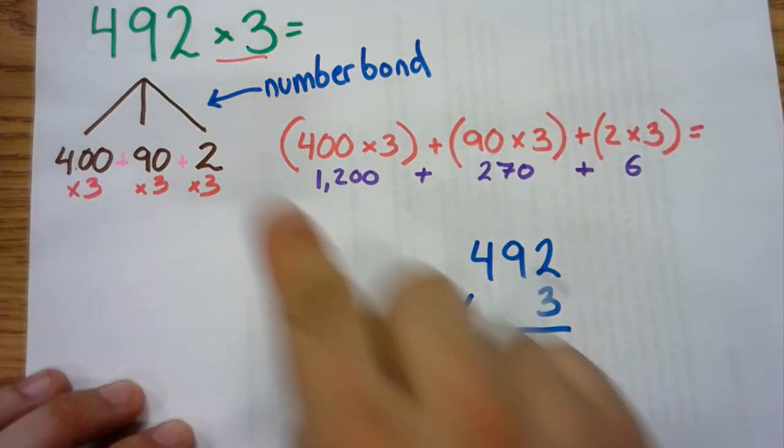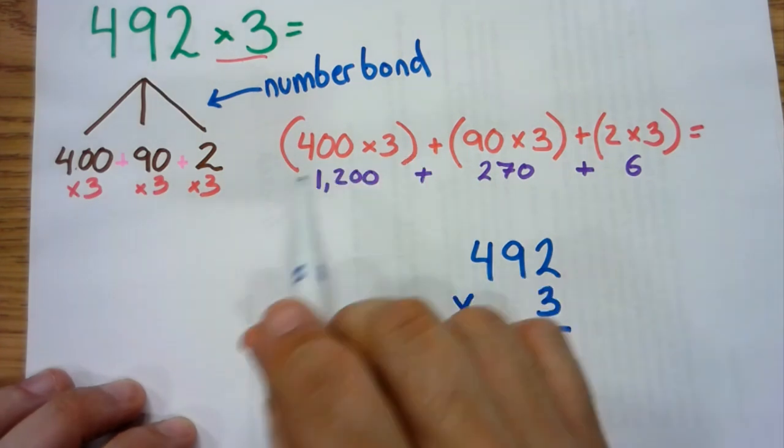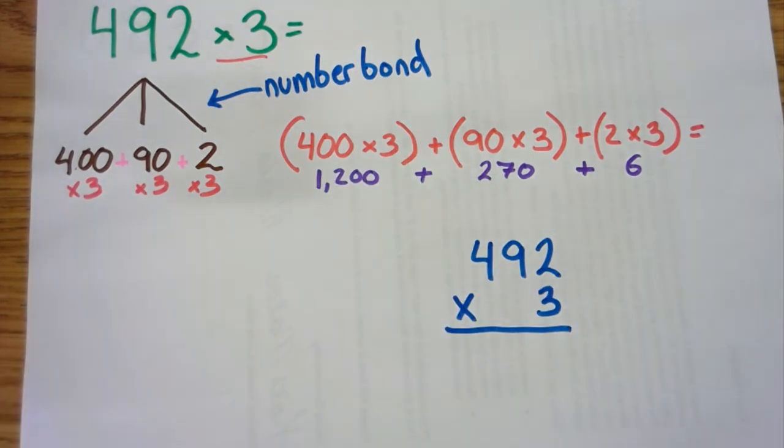So I can still use that information to help me because I know that I'm not just doing 492 times 3. I can break that up and say that I'm doing 400 times 3. So just like we had that before up here, I'm going to rewrite that down here.